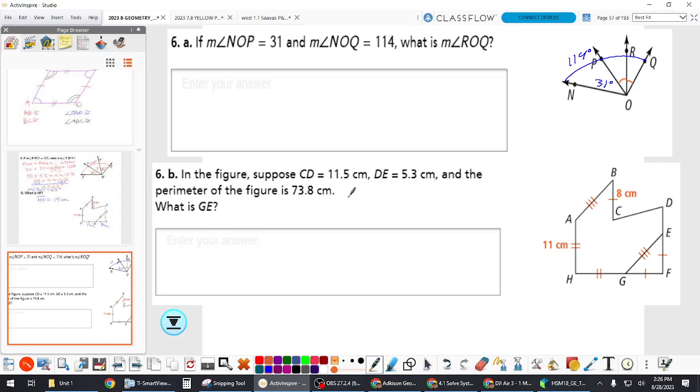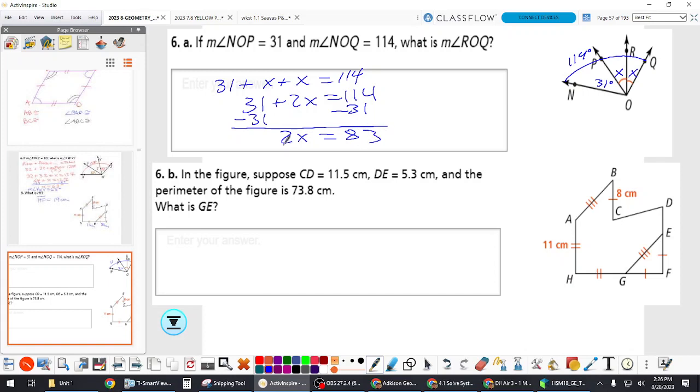Okay, what about those two little red marks? What does that tell you? They're congruent. And so we're solving for, it says ROQ, which is this one. So maybe put an X there, but you can copy that X there because they're the same. Okay, now we're looking at a picture with three pieces that add up to a total. So it looks like this: 31 plus X plus X equals 114. We are done with the geometry part as soon as we write that. So 31 plus 2x, and then we just solve like normal. So 2x is 83, and divide by 2, so x is 41.5, and 41.5 is the measure of angle ROQ.